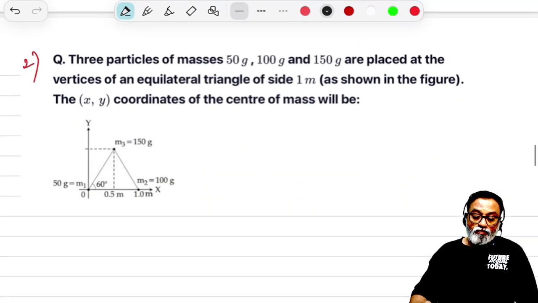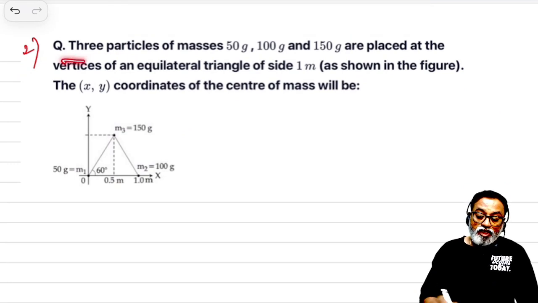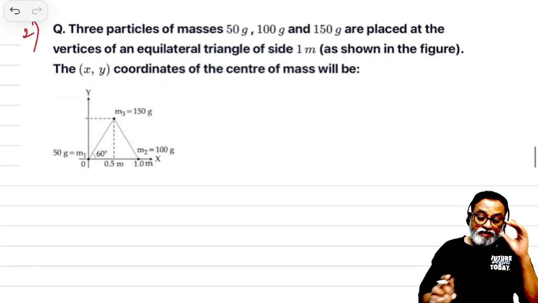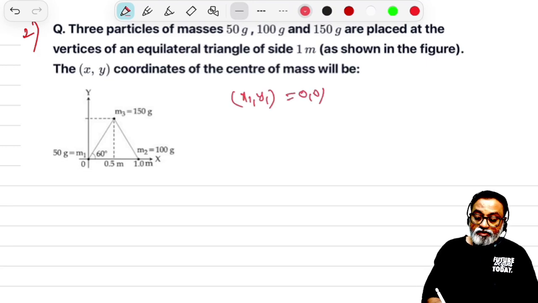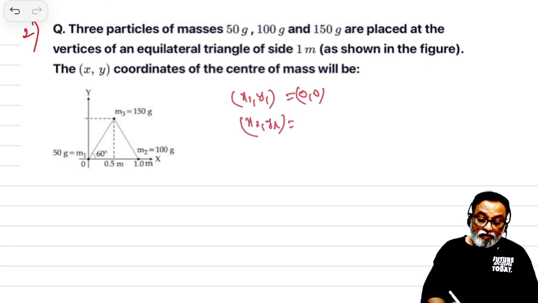Like that, another problem. Here, three particles of masses 50 grams, 100 grams and 150 grams are placed at the vertices of an equilateral triangle of side 1 meter as shown in the figure. Find the xy coordinates of center of mass. Here also, first for the particle of 50 grams, coordinates x1 comma y1 is equal to 0 comma 0, and x2 comma y2, for this particle, it is at a distance of 0.